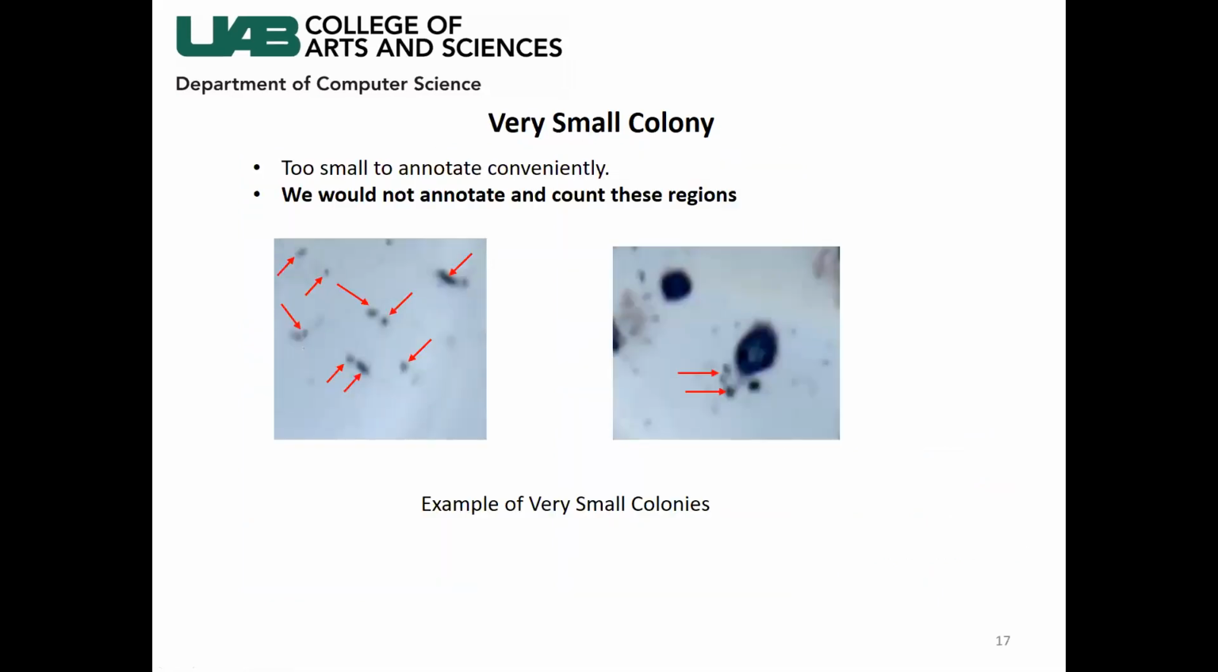And very small colonies. Which ones should we treat as very small colonies? We are defining our problem: if we find a colony too small to annotate conveniently, then we can treat it as a very small colony. But if it's possible to annotate, just go ahead and annotate it anyway. If it's too hard, just leave it and do not annotate. Very small colonies will eventually not be counted.